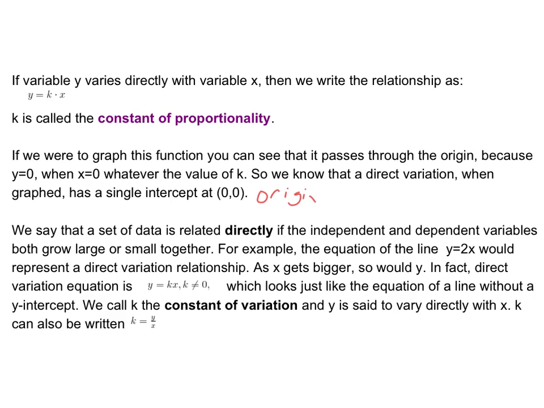So we say that a set of data is related directly if the independent and dependent variables both grow large or small together. For example, the equation of the line y is equal to 2x would represent a direct variation relationship. As x gets bigger, so would y. In fact, a direct variation equation is y is equal to k times x, where k is not equal to 0, which looks just like the equation of a line without a y-intercept. We call k the constant of variation, and y is said to vary directly with x. K can also be written as k is equal to y divided by x.